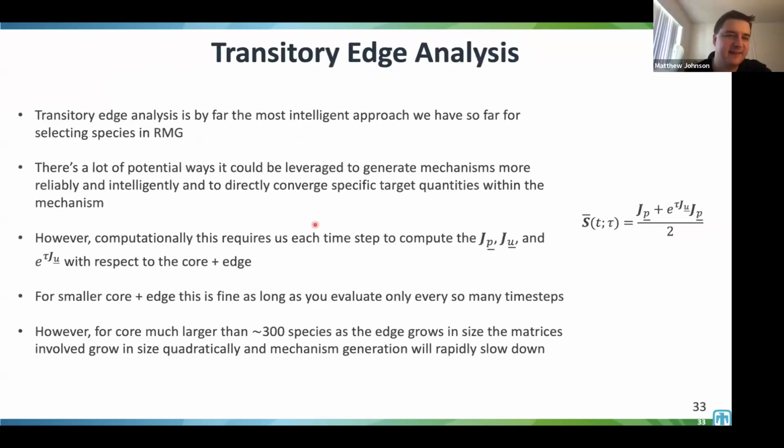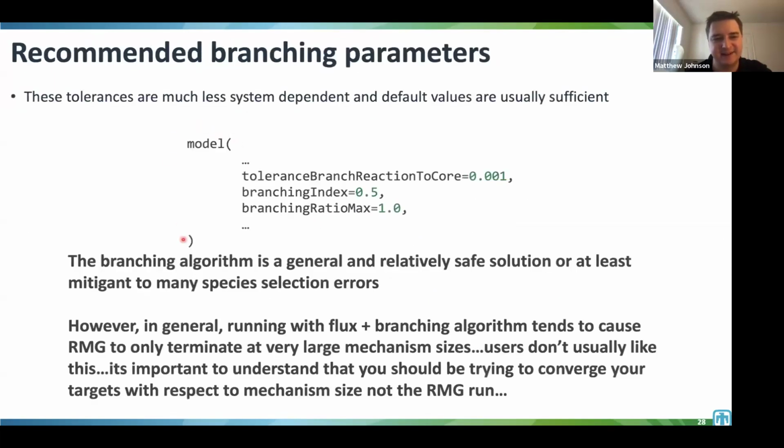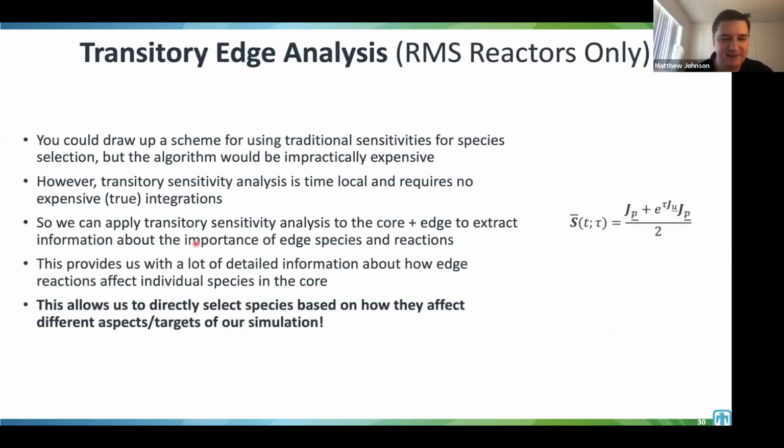Yeah, I think the branching algorithm is the key general purpose thing here that people should be more familiar with and using more often. Transitory edge analysis is probably for special cases, when you have a special advantage in taking on that complexity.